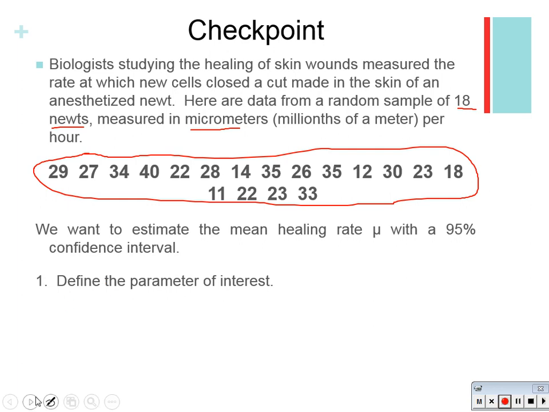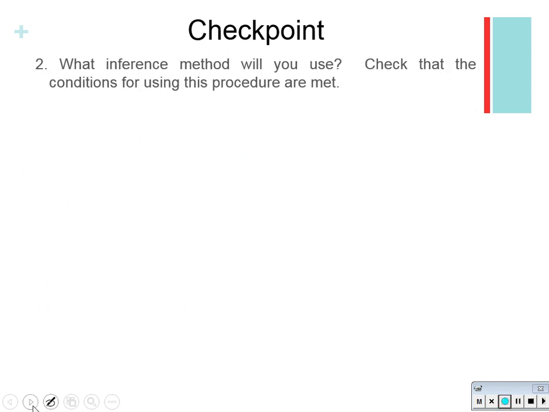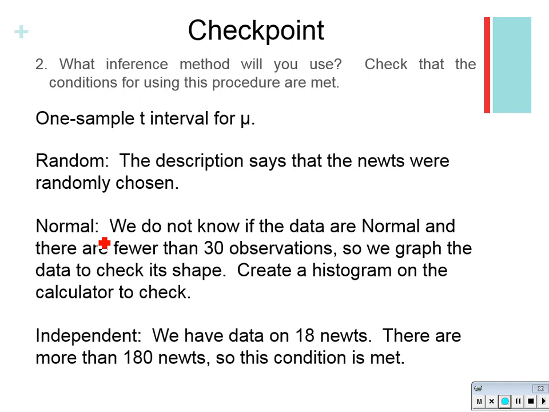So question 1 says to define the parameter of interest, which is a part of what the state part is in the state, plan, do, conclude. So what we're looking to find as the parameter of interest would be the population mean healing rate of these newts. Question 2, what inference method will be used? Check that the conditions for using this procedure are met. Once again, this speaks to the plan part of state, plan, do, conclude. Because the population standard deviation is unknown, we're going to do a one sample t interval.